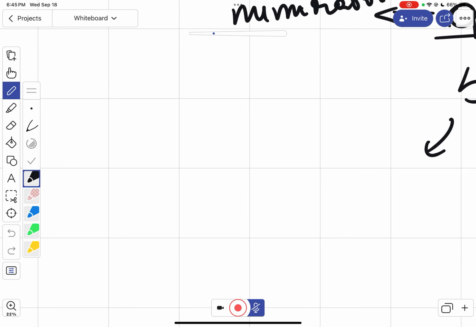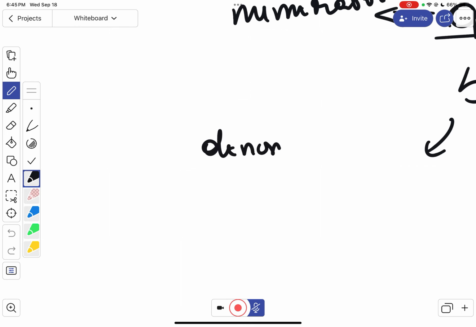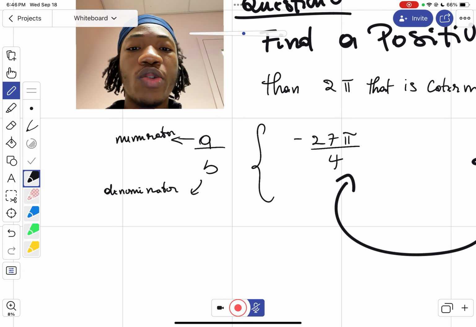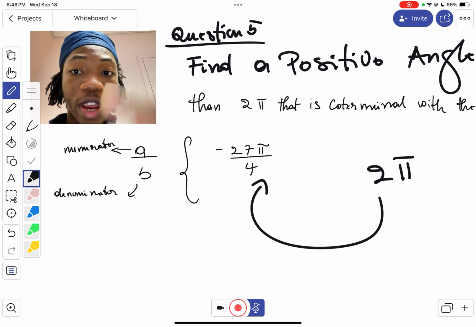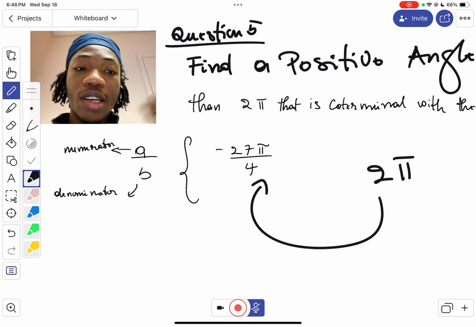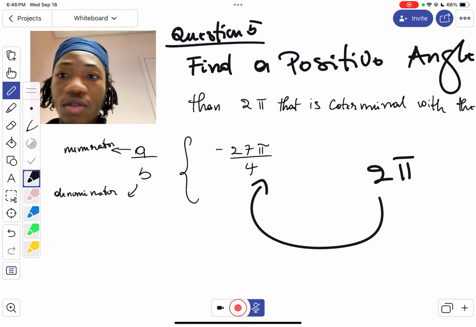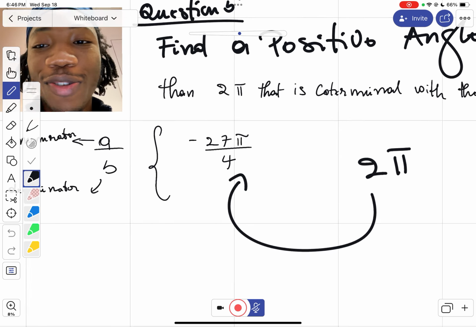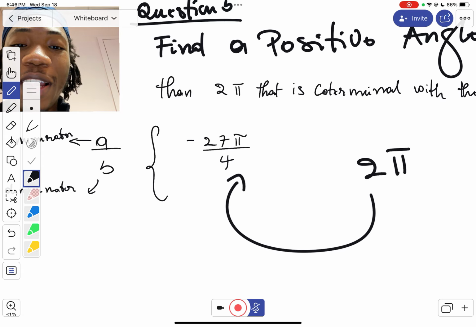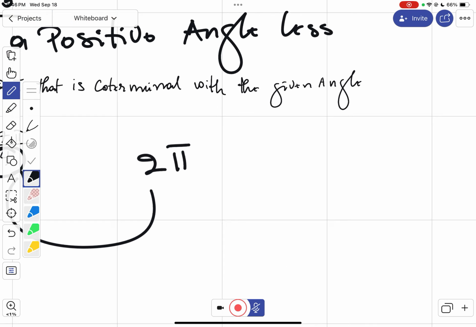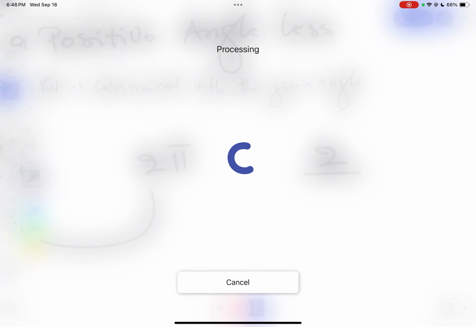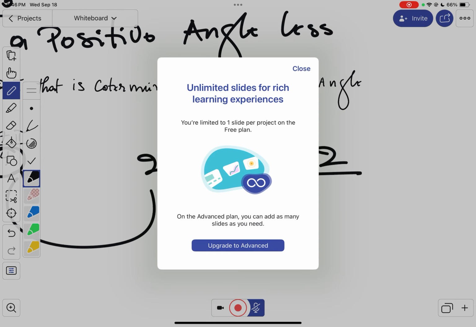And this is the denominator. Okay. So we're gonna take the denominator of the fraction that we have, and we're gonna try to get 2 pi to have it. And in order to do so, we're just gonna take this number. You see the 4 that we have at the bottom here? We're just gonna multiply it by 2 pi.